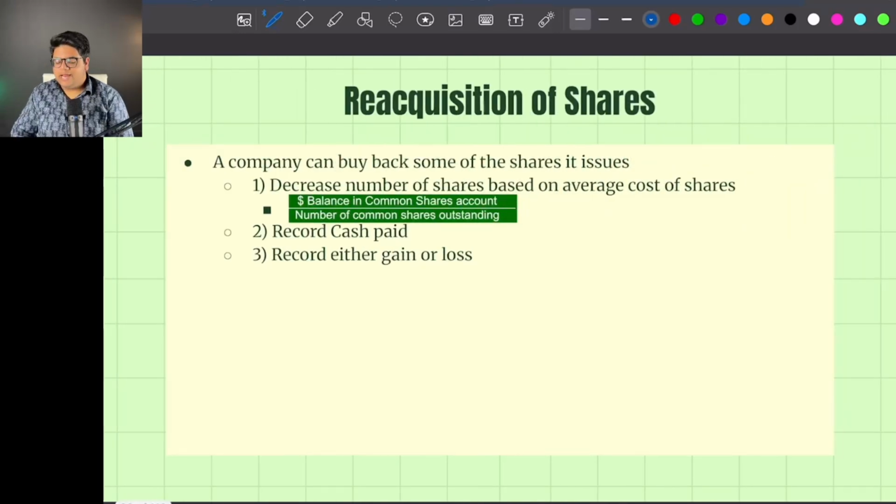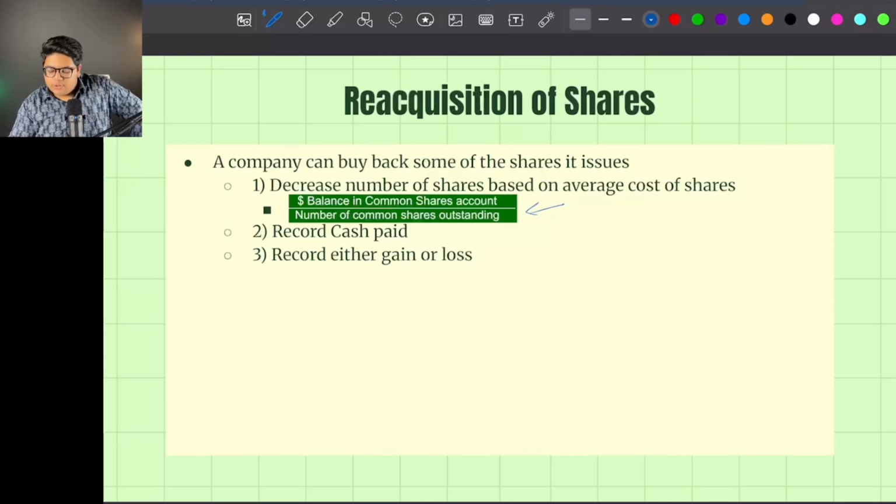So let's go over reacquisition of shares. A company can buy back some of the shares that it issues. So there's 3 steps to do this. Number 1, you decrease the number of shares based on the average cost of shares. And the average cost of shares is calculated using this formula. It's the total amount in dollars of the common shares that you have divided by the number of common shares. So it basically gives you an average cost of the shares in your common shares account.